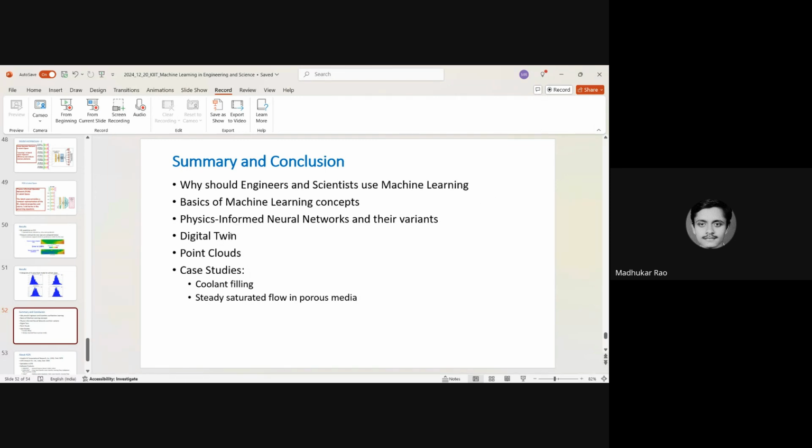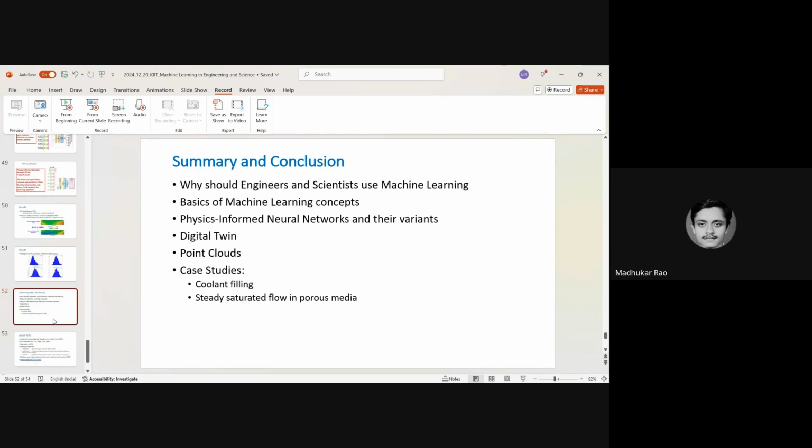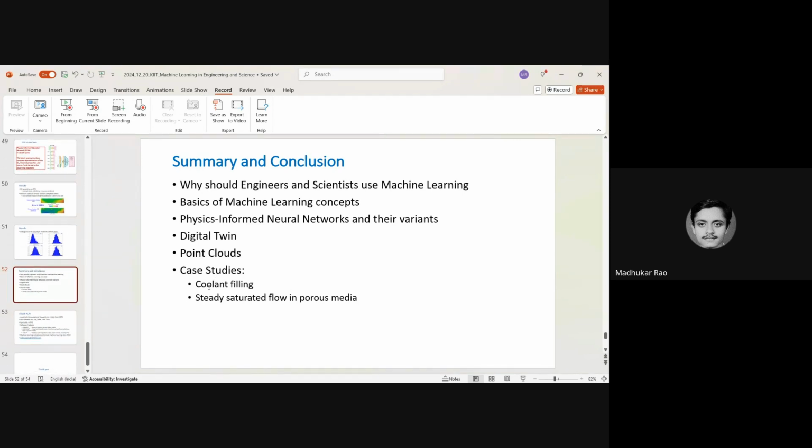I touched a little upon digital twin, the point clouds, and talked about two case studies, one related to coolant filling of an automobile cooling circuit, and one on steady saturated flow in porous media. One was for speeding up the CFDs. The second one was to look at the accuracy of machine learning versus CFD.